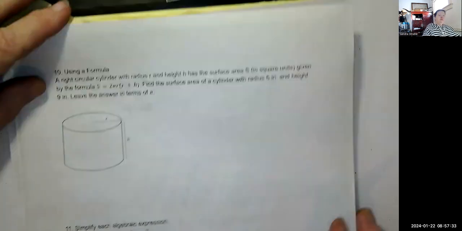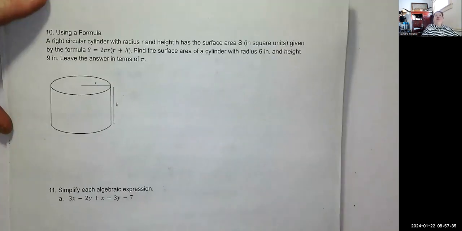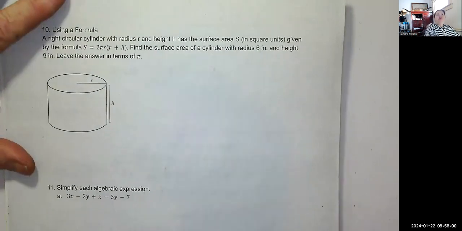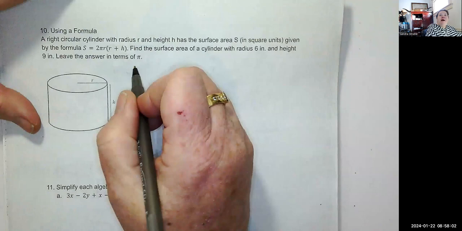Last page. Using a formula, a right circular cylinder with radius r and height h has a surface area S in square units. Anytime you're measuring area, it has to be in square units. Given by the formula, the surface area is equal to 2 pi r, which is the circle, times r plus h. So find the surface area of a cylinder with radius 6 inches and a height 9 inches. Leave the answer in terms of pi. So you're not going to use your pi on your calculator. It's literally going to have pi in your answer.